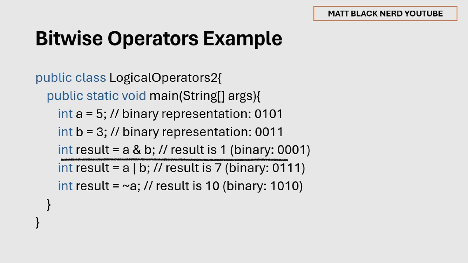In this statement, the expression a ampersand b performs bitwise AND operation to return result 1. In this statement, the expression a pipe b performs a bitwise OR operation to return result 7. In this statement, the expression tilde a performs bitwise NOT operation to return result 10.